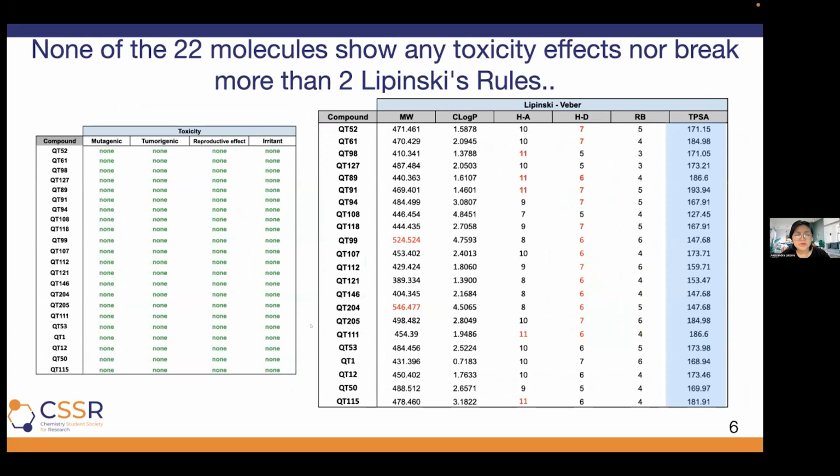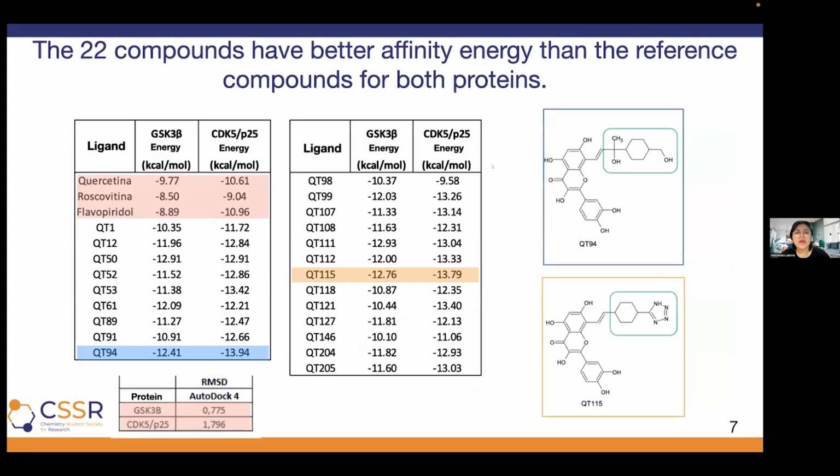None of the 22 compounds provide any toxicity activity, and none of them break more than 2 Lipinski rules. But if we see the TPSA value, it's higher than 90, so they will not be able to overcome the blood-brain barrier, and we will need to do a drug delivery approach.